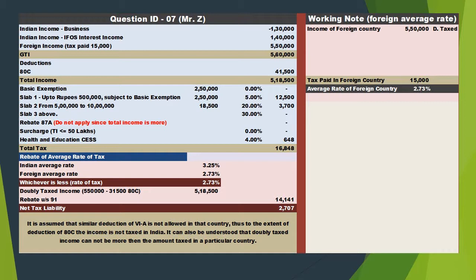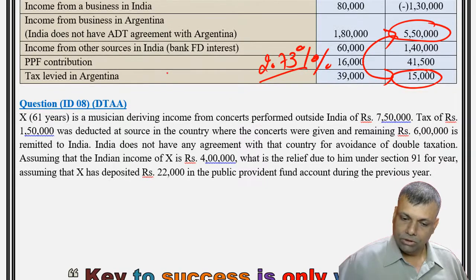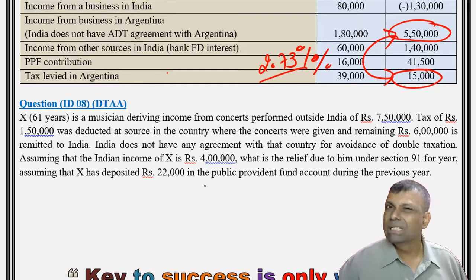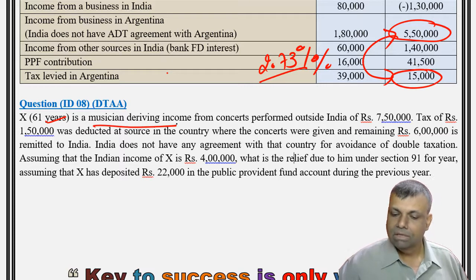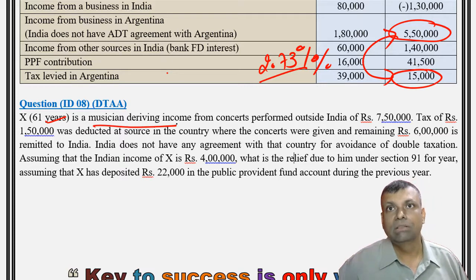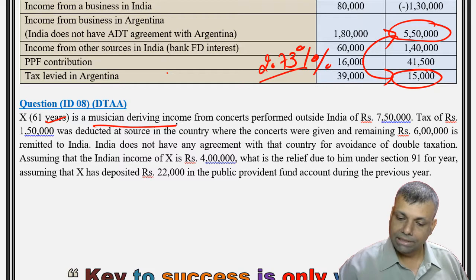Now let's go to the next question, question number 8. I think it is a straightforward question, so we can complete it very quickly. X is 61 years old, so a senior citizen, a musician deriving some income. Whether X is resident or non-resident is not printed in the question, so you have to write clearly a note that X is assumed to be resident in India. Only then you may think about section 91.